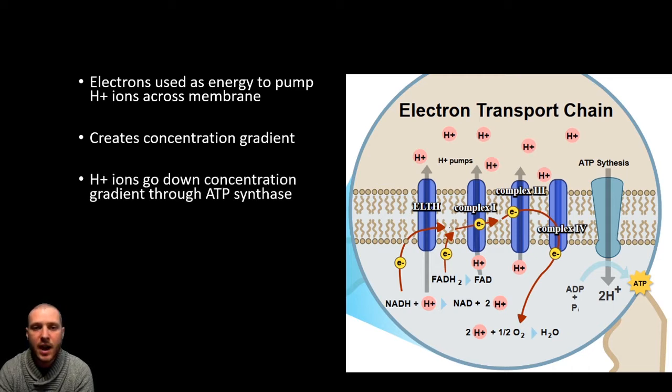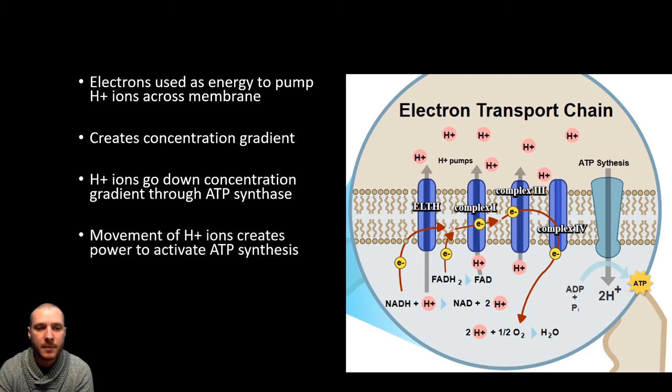So as the hydrogen ions go down their concentration gradients, they're going to pass through this complex called the ATP synthase. And as the hydrogens pass through, this is the molecular machinery that's going to put the ATP molecule together. So this is what builds the ATP, this ATP synthase.